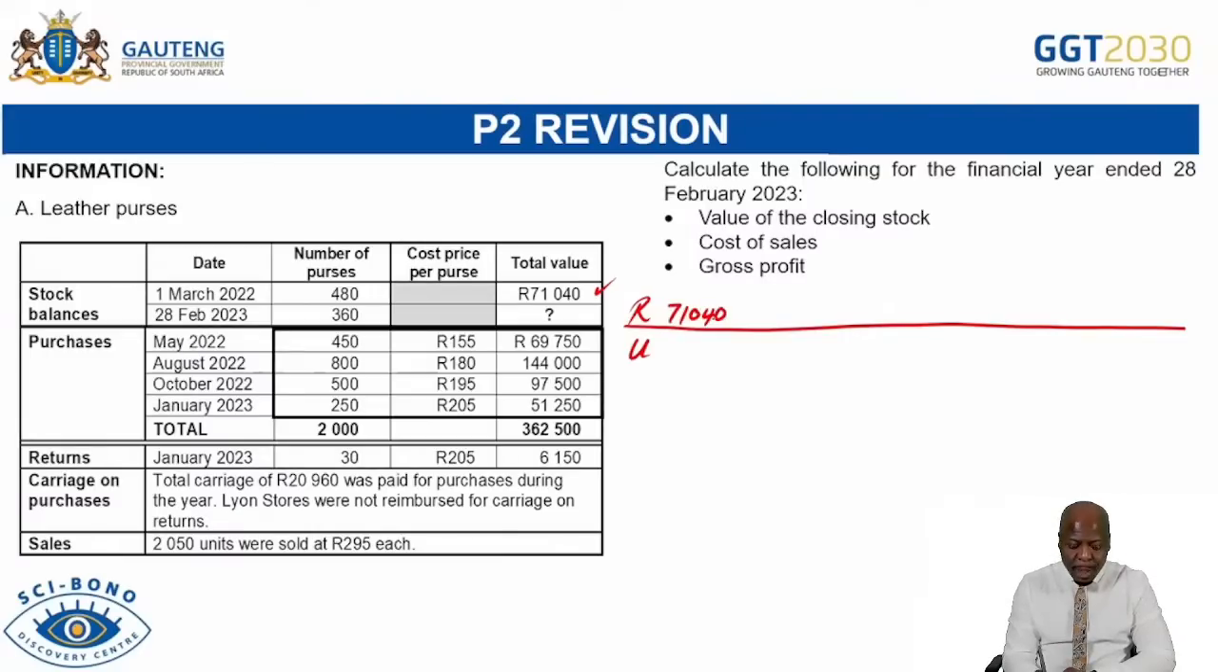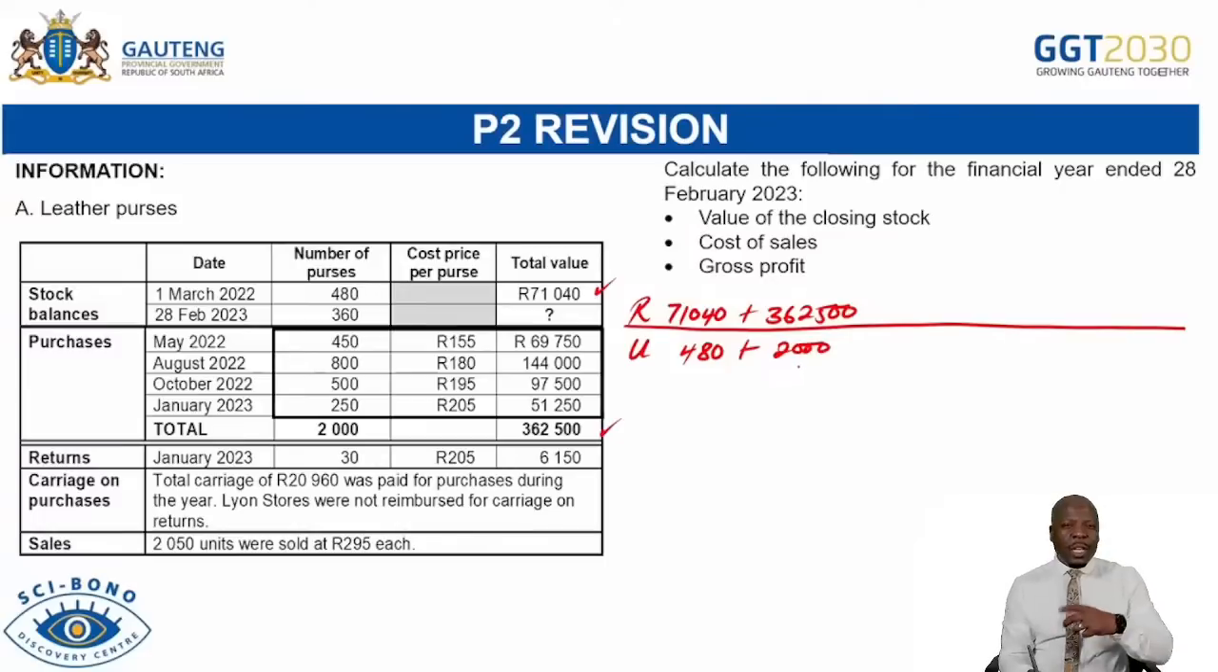71,040. Opening stock in units, 480. Plus, then I say plus here, plus my purchases. How much is my purchases? Here, 362,500. And here it's going to be 2,000. Others will give you goods available for sale. All right. And if it's in cost accounting, they can give you goods available for production. So it all depends with where the examiner wants to test you. So that's 362,500. Opening stock plus purchases. Let's go to the next one.